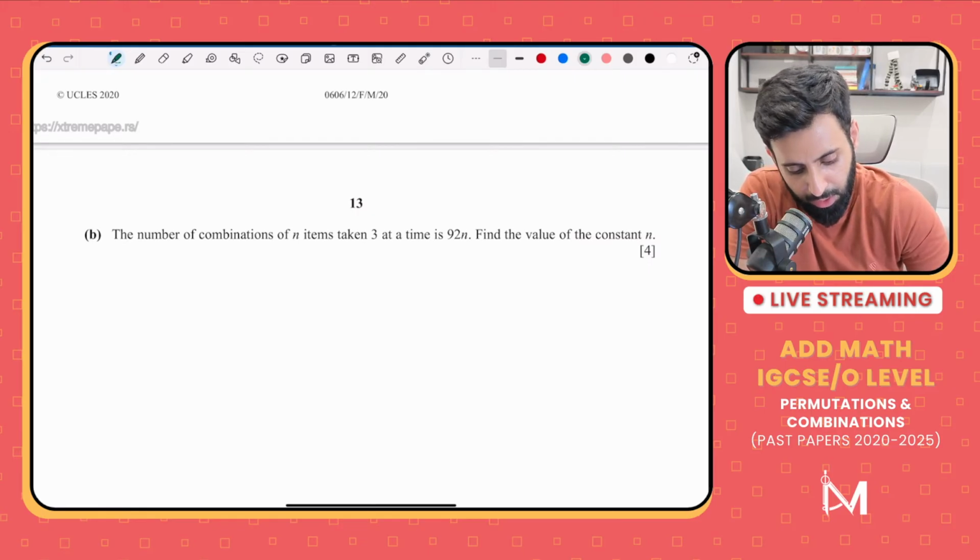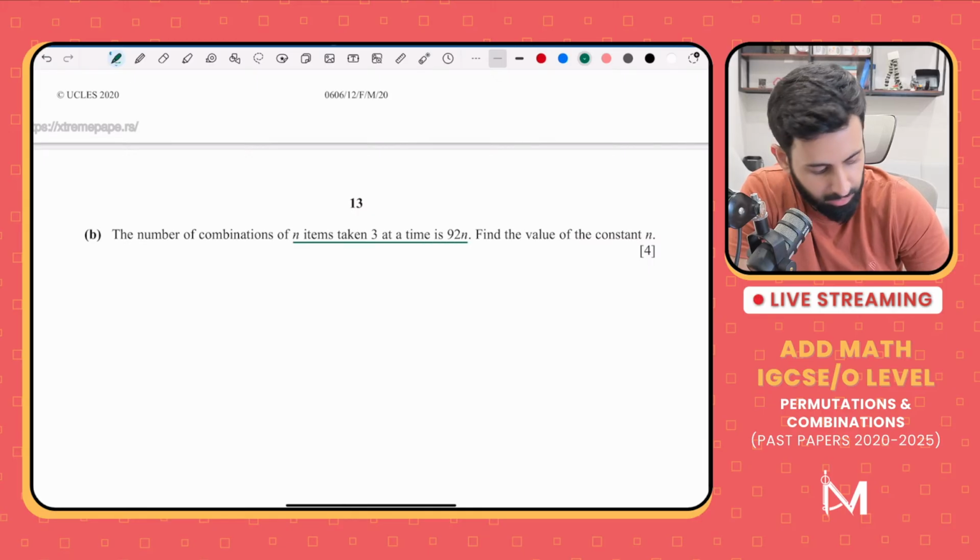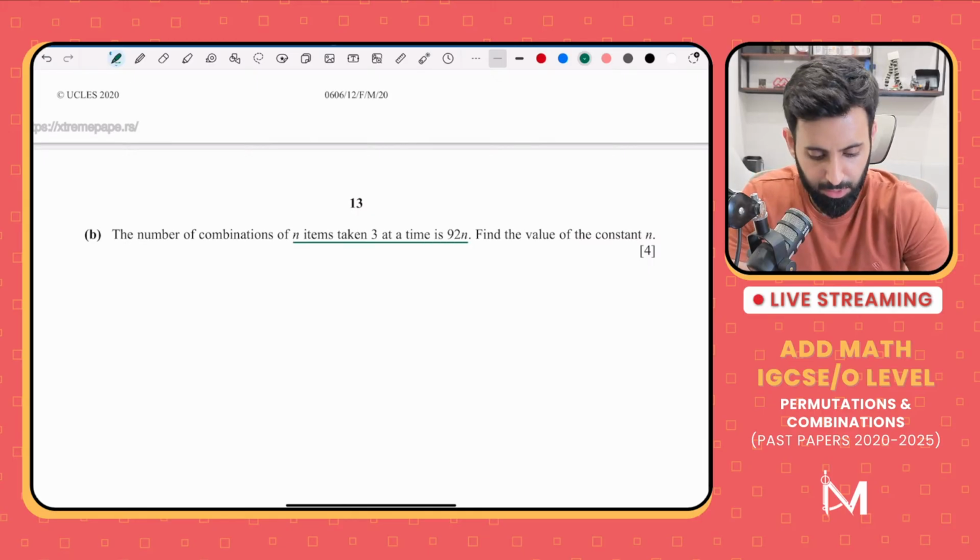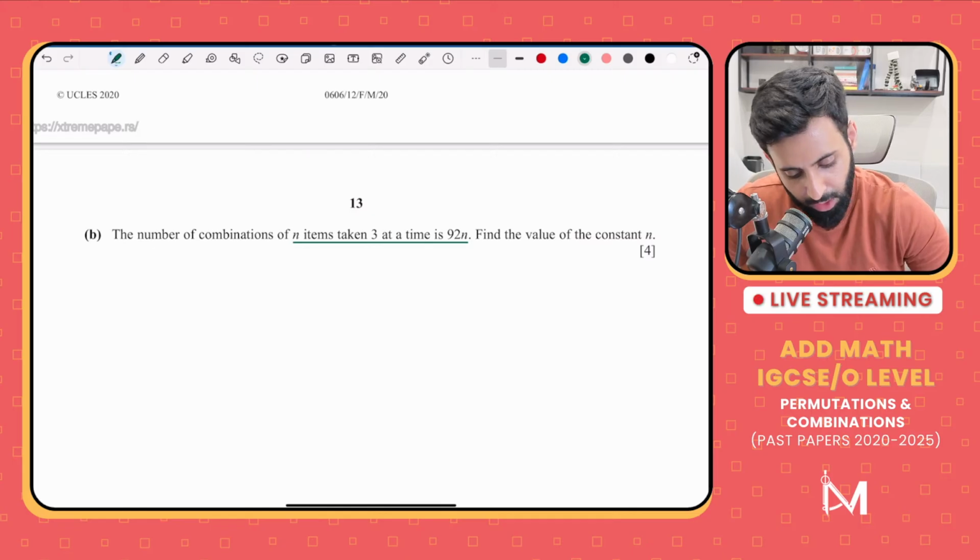Don't worry. The number of combinations of n items taken 3 at a time is 92n. Which reminds me, I should make an announcement on Instagram. So first, let me solve this. The number of combinations of n items taken 3 at a time is 92n. So n items taken 3 at a time, that means nC3. What's that equal to? That's equal to 92n.